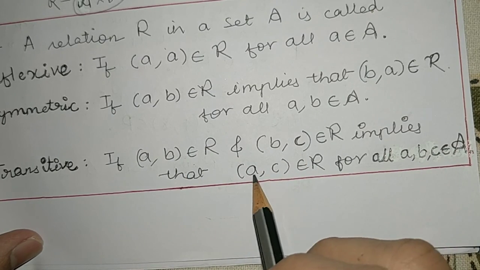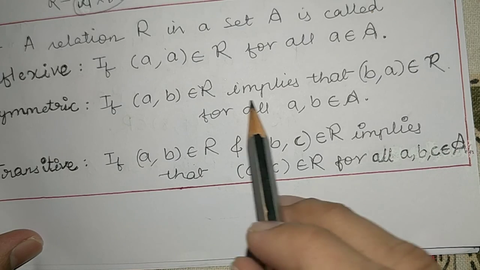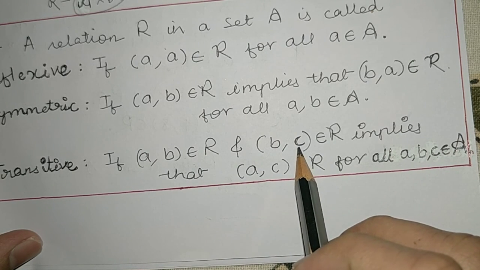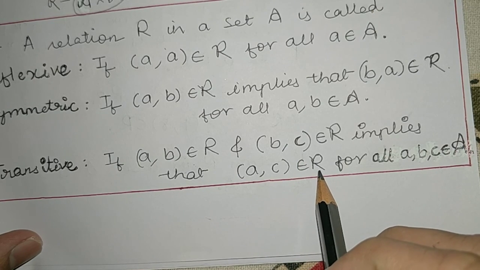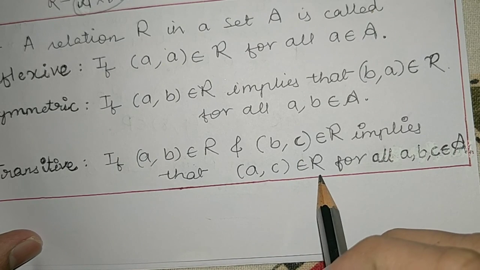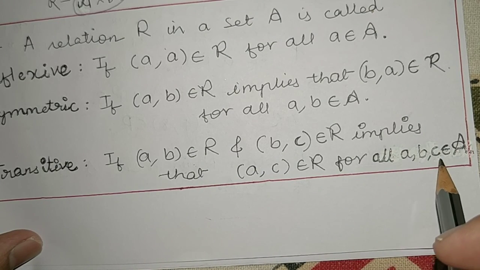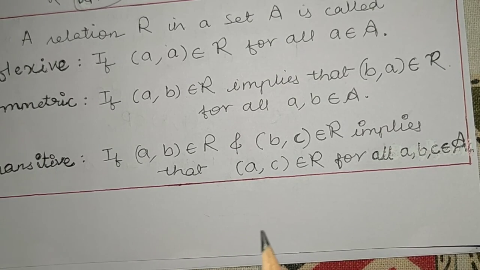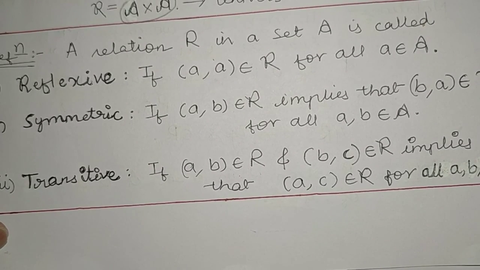Now what should it imply? It should imply that (A, C), that is the first element of the first ordered pair and the second element of the second ordered pair, should belong to R. So this ordered pair should belong to R, for all A, B, C belonging to the set A. These three definitions are very, very important.